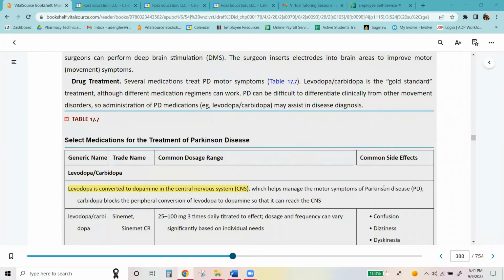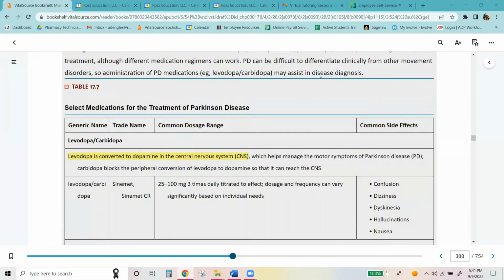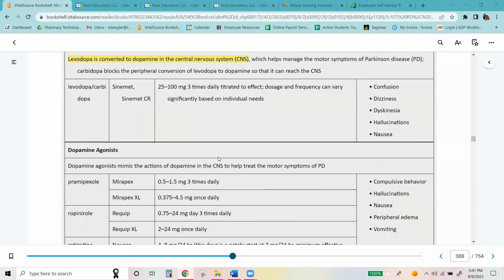We have select medications in table 17.7 that treat PD. I have highlighted the medication levodopa. It is converted to dopamine in the central nervous system, which helps manage the motor symptoms of Parkinson's disease. The carbidopa blocks the peripheral conversion of levodopa to dopamine so that it can reach the CNS. So those medications are a combination medication called Sinemet.